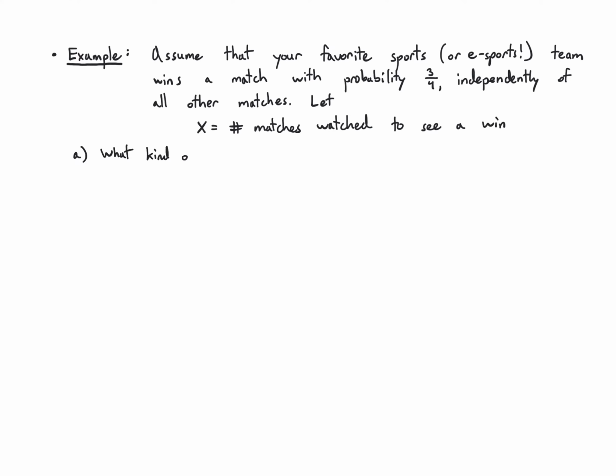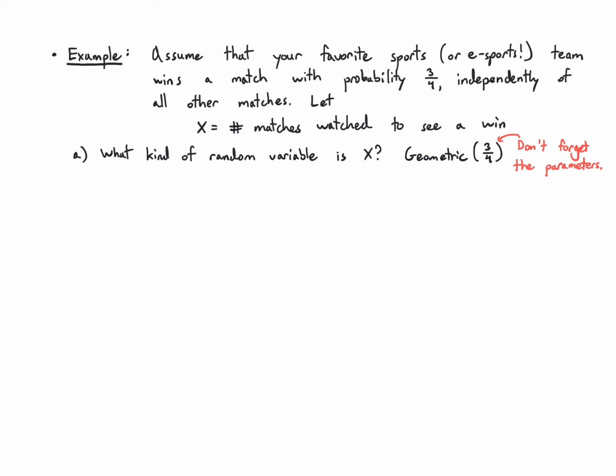What kind of random variable is X? It turns out it's geometric 3/4. The first thing I want to say here is when you're naming a random variable, don't forget to include the parameters. It's fine to say it's geometric, but I should also say it's geometric 3/4, because that 3/4 is telling me the probability of winning, and it's the value I need in order to actually draw the PMF and work out the mean and variance, etc.